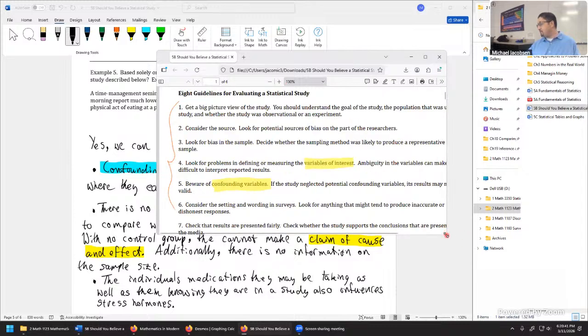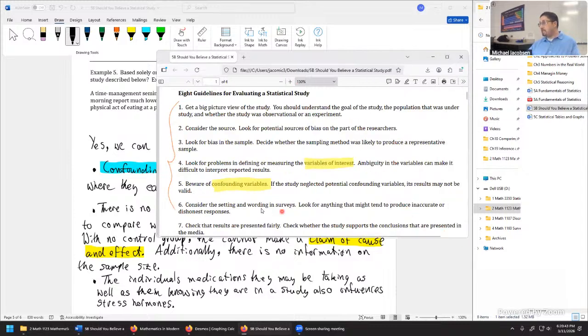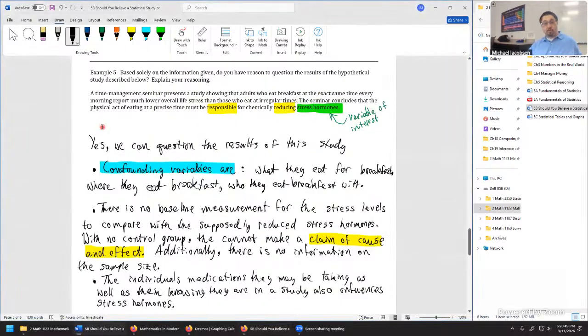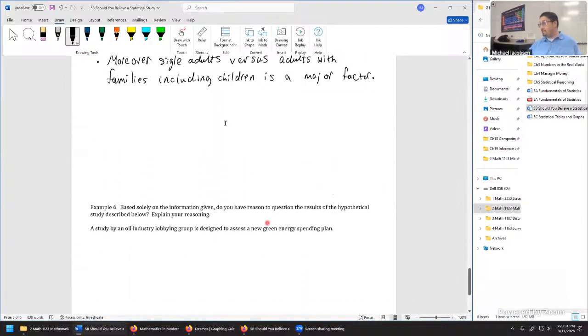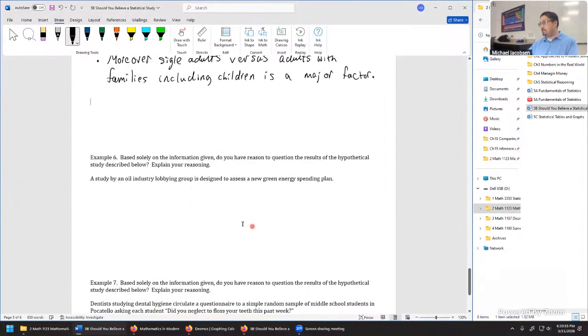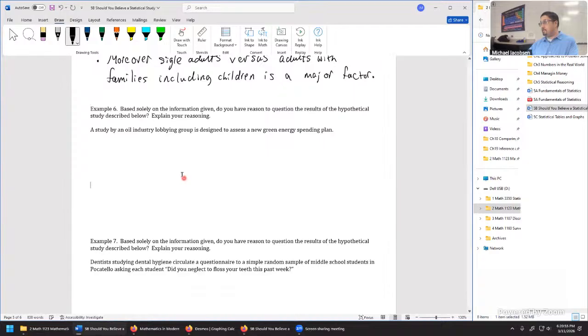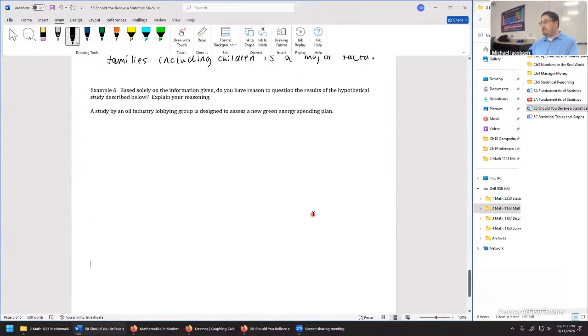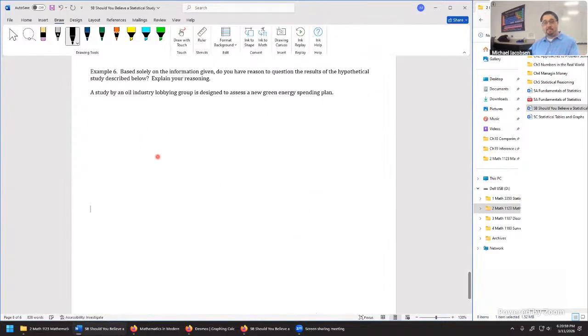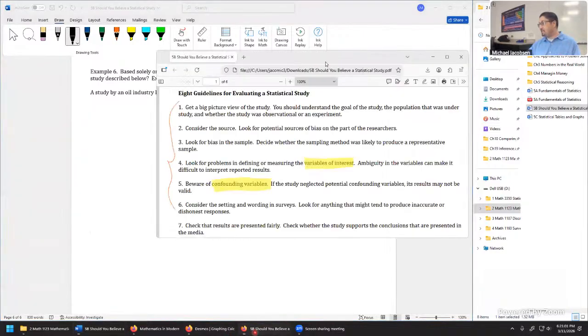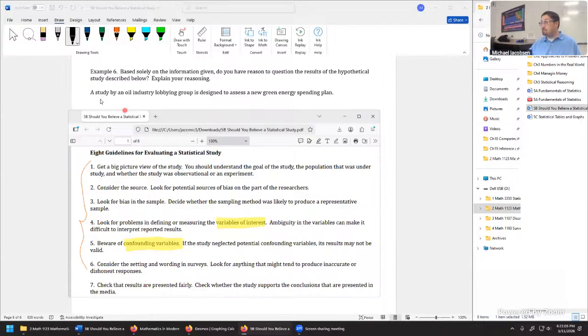Let me make that just a little bit bigger. So we are looking into confounding variables, defining variables of interest. And for the next one, let's see what else we can find. Okay, so same question, and the context this time is just one sentence. Doesn't mean you can't find a lot of stuff, just means it's a fast context.